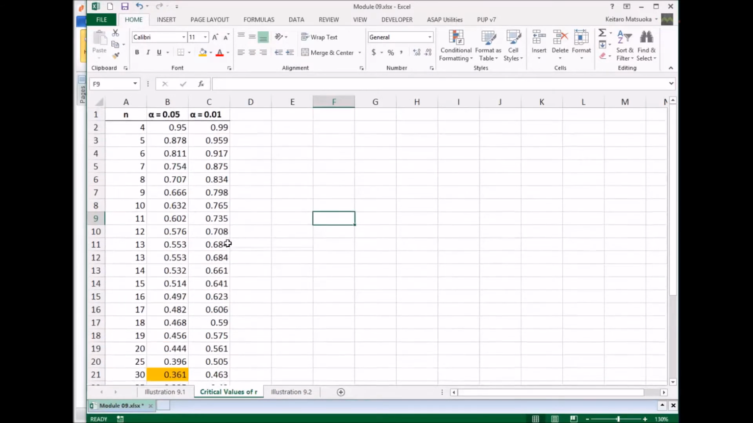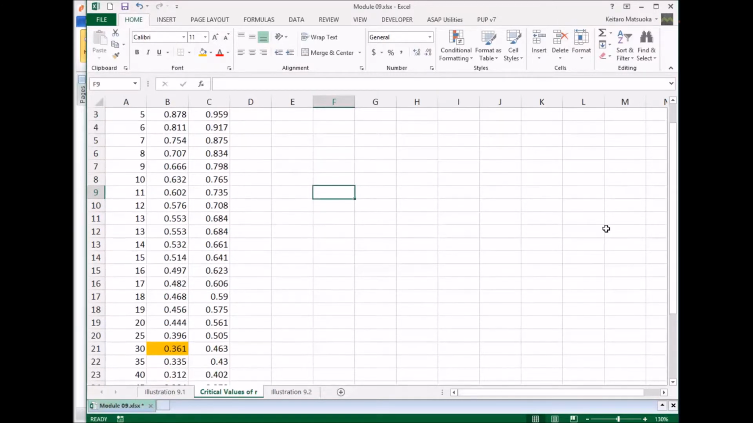So here are the values of significance at 0.05 and 0.01. Since we're looking at the alpha of 0.05, we'll look at this column. For n, we use the closest approximation. For 32, the closest number to that is 30. So look down to 30, and then we're looking at column B. The intersection between the two is 0.361. So for this value, we're going to use 0.361.